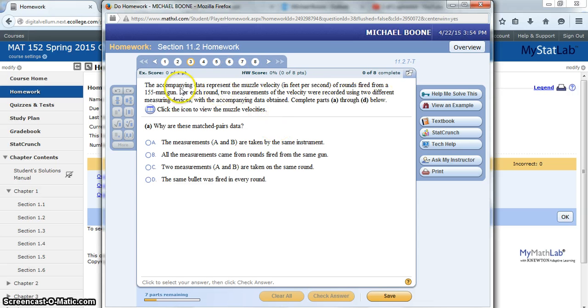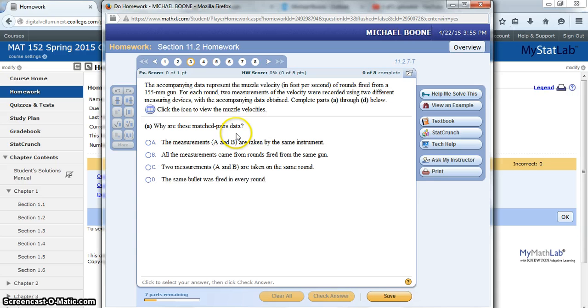Let's look at number 3. The accompanying data represents the muzzle velocity in feet per second of rounds fired from a 155 millimeter gun. For each round, 2 measurements of the velocities were recorded using 2 different measuring devices, with the accompanying data obtained. How many guns were there? There was 1. Both are being fired from this same source. So that's why this one would be dependent. We are dealing with matched pairs, what we're going to call these.